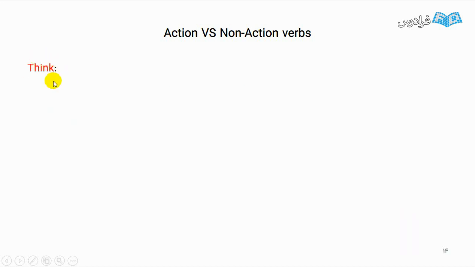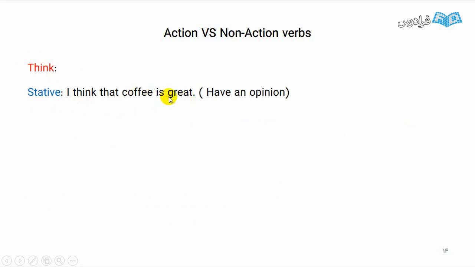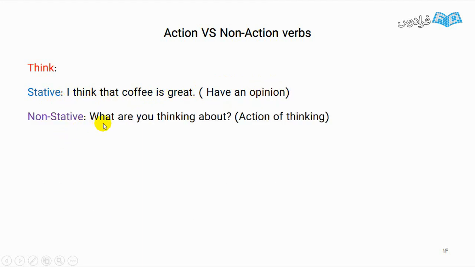It is true about think. I think that coffee is great. When I say this sentence, I'm introducing or talking about my opinion. But this one, what are you thinking about? We are sitting and thinking about something. Then this is an action of thinking.